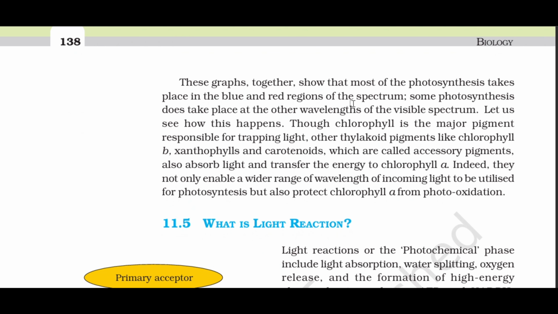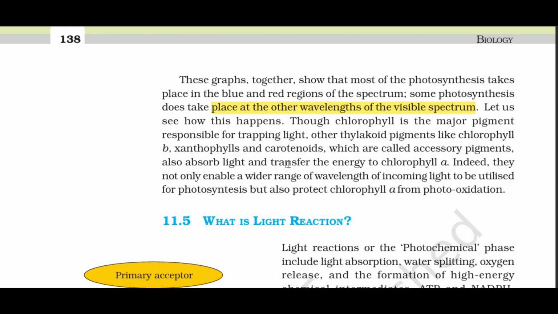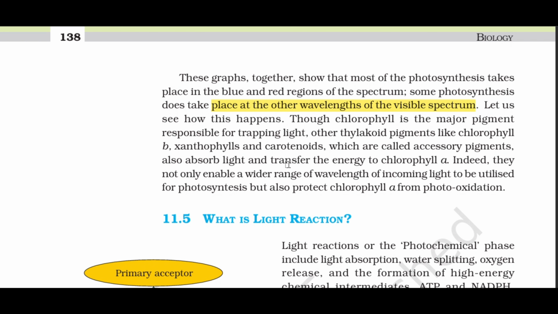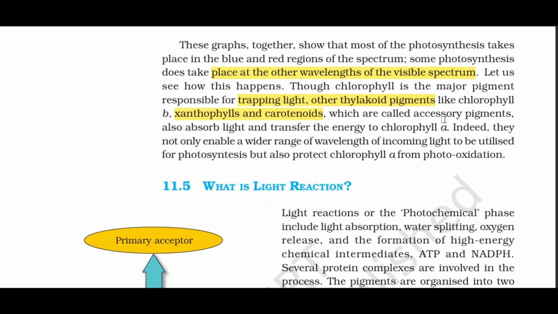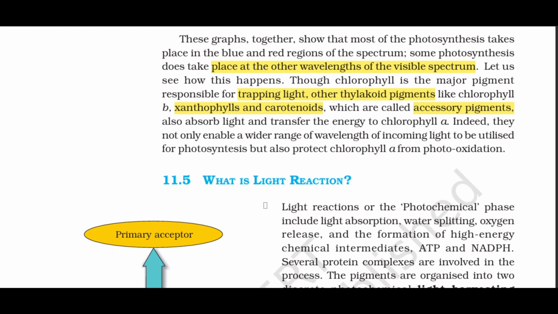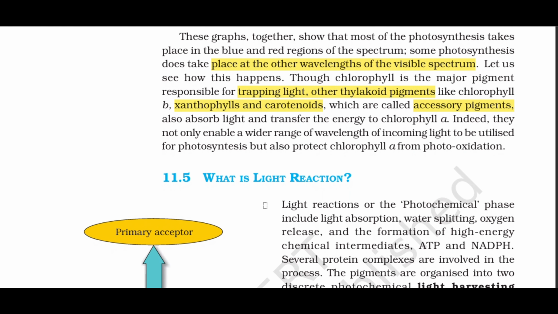Some photosynthesis does take place at the other wavelengths of the visible spectrum. Let us see how this happens. Though chlorophyll is the major pigment responsible for trapping light, other thylakoid pigments like chlorophyll B, xanthophylls and carotenoids, which are called accessory pigments, also absorb light and transfer the energy to chlorophyll A. Indeed, they not only enable a wider range of wavelength of incoming light to be utilized for photosynthesis but also protect chlorophyll A from photooxidation.